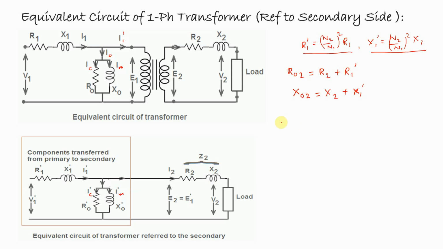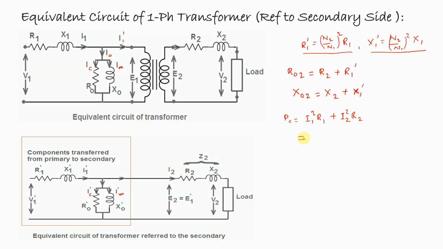Now, let's say we want to find the total losses, which we will discuss later, say the total copper loss. Copper loss means I square R loss. So in the original circuit, the copper loss of the primary side will be equal to I1 square into R1, and the copper loss in the secondary side will be I2 square into R2. It can be considered as the copper loss as well as the ohmic loss.